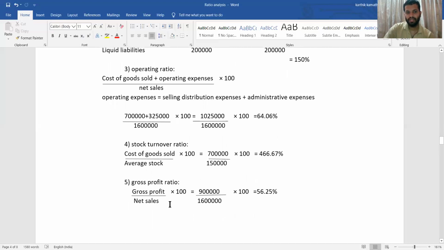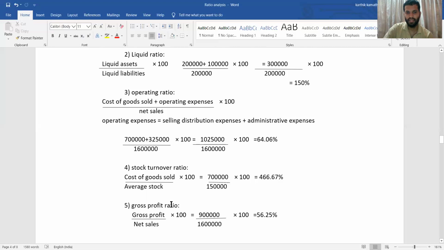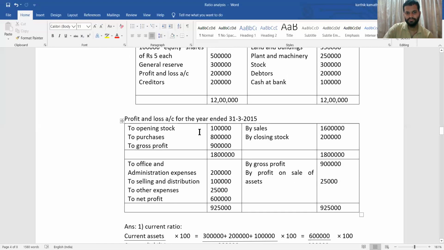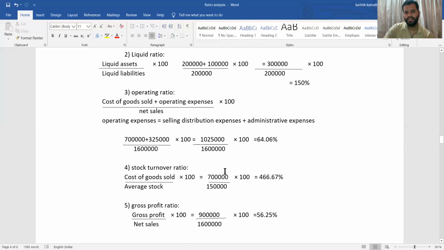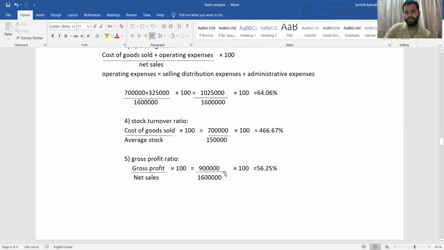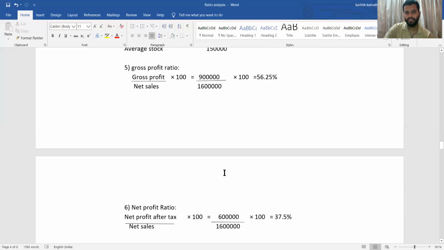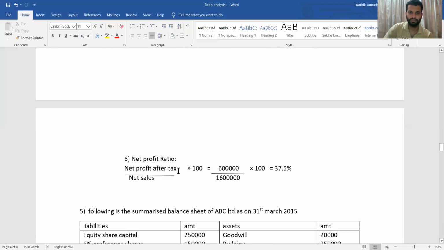Next, gross profit ratio. Gross profit divided by net sales into 100. Gross profit information is directly given, 9 lakh, divided by net sales 16 lakh. 9 lakh divided by 16 lakh into 100, you will get 56.25% as gross profit ratio.